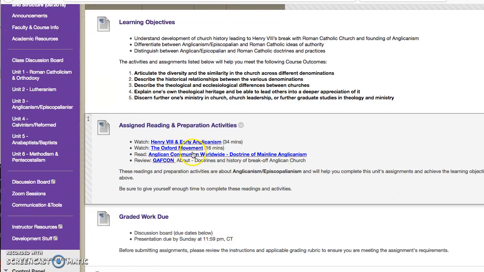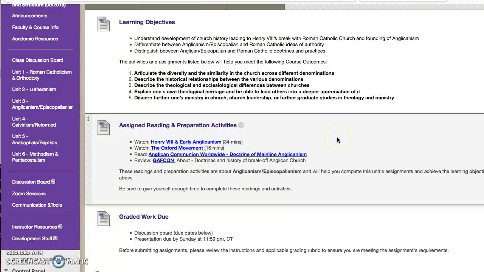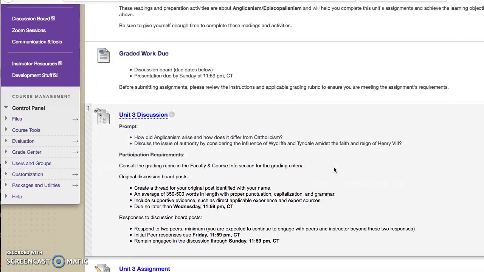They have some videos to watch, some websites either to read and kind of know that material, or in the case of the GAFCON, which is the Global Anglican Future Conference, that gives them the opportunity to learn a little bit more about a breakoff version of the Anglican Church. And then they discuss how Anglicanism arose and how it differs from Catholicism. Again, the issue of authority by considering the influence of Wycliffe and Tyndale amidst the faith and reign of Henry VIII.